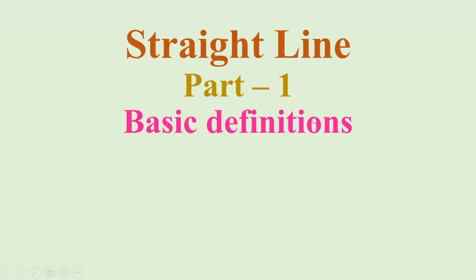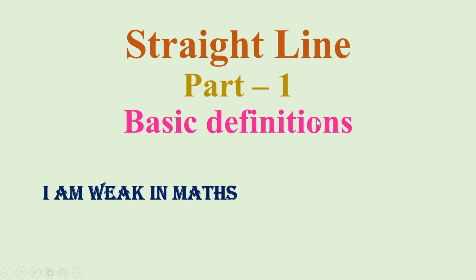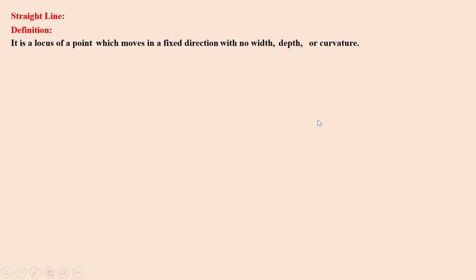Next part, straight lines. So we are going to see basic definitions and ideas. Straight line, definition: it is a locus of a point which moves in a fixed direction with no width, depth or curvature. That means it is the movement of a single point which moves in one direction without any width or depth or curvature, any curve in between. So that is called a straight line.